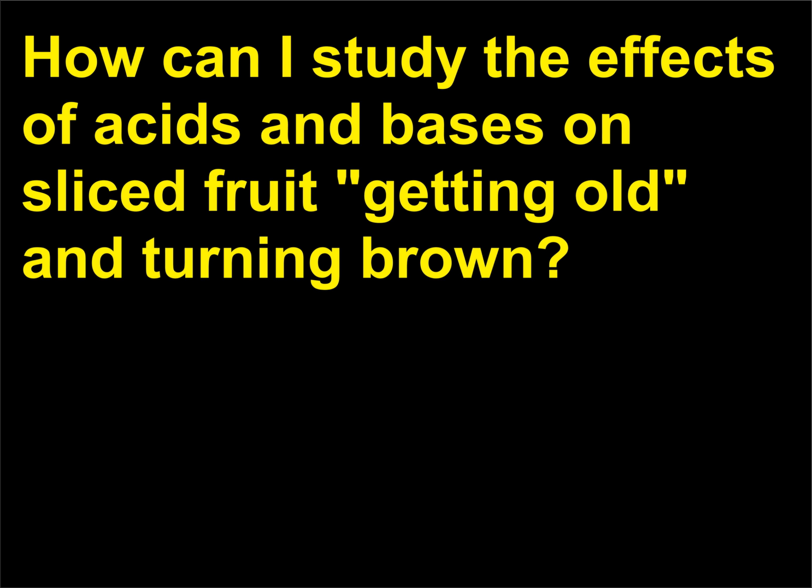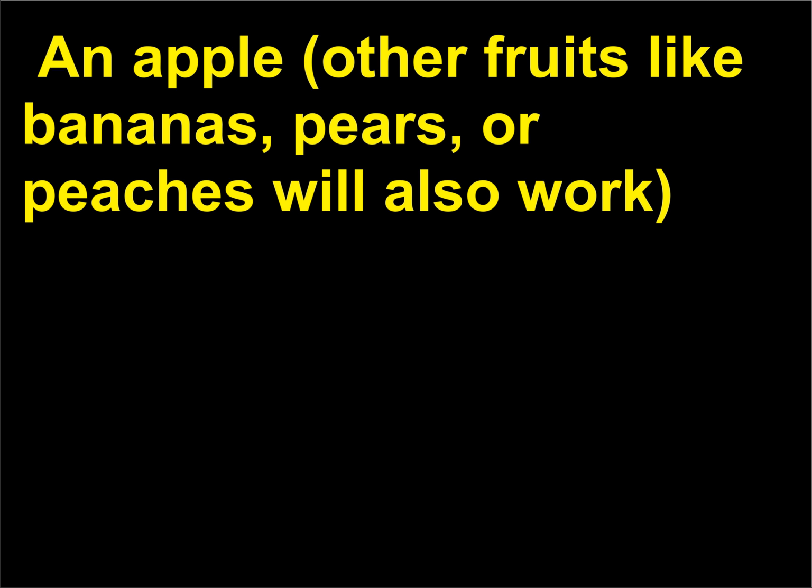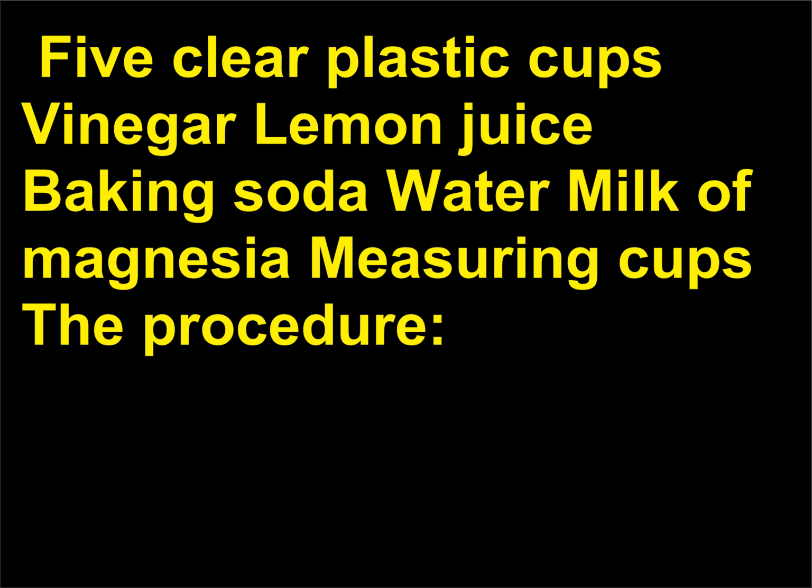How can I study the effects of acids and bases on sliced fruit getting old and turning brown? Chemistry principles encountered in this experiment: acids and bases, biochemical/enzymatic reactions. Materials you'll need: an apple (other fruits like bananas, pears, or peaches will also work), 5 clear plastic cups, vinegar, lemon juice, baking soda, water, milk of magnesia, measuring cups.